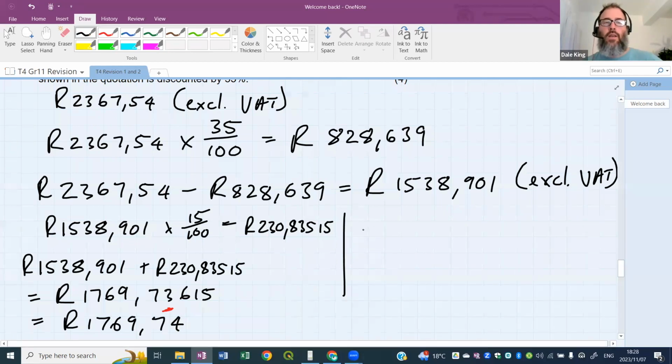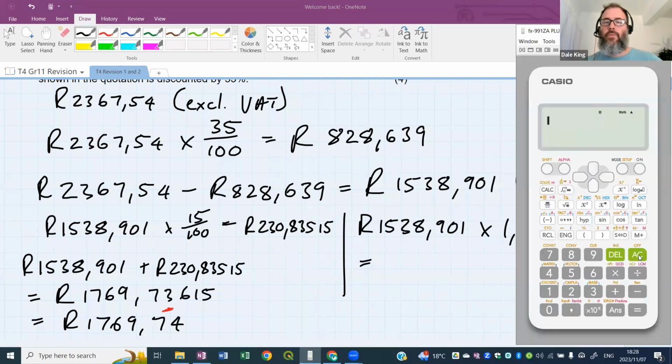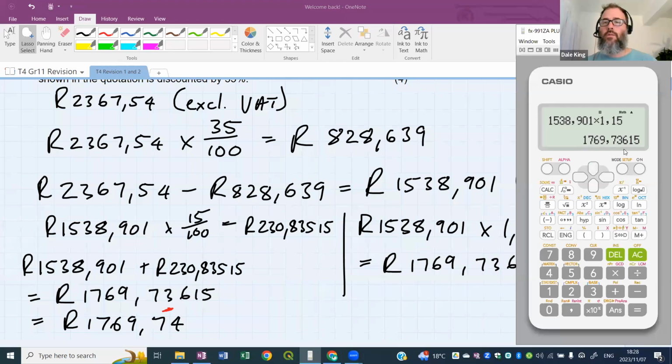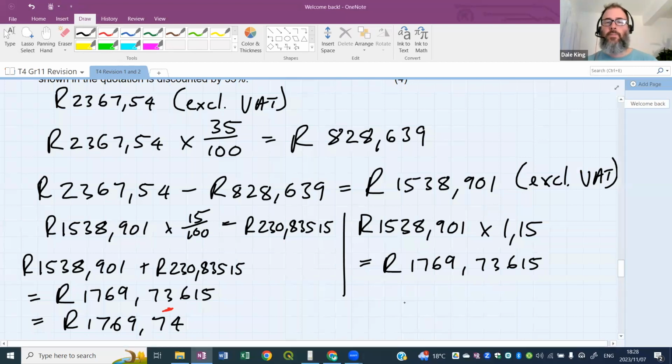Now on the right-hand side here, I'm going to take the same value, 1538.901, and use the short method of multiplying by 1.15. And let's see what we get on this. 1538.901 times 1.15, 1769 is exactly the same answer. I'll show it again on the screen if you don't believe me, but it's exactly the same answer. There it is on the calculator screen. Exactly the same.